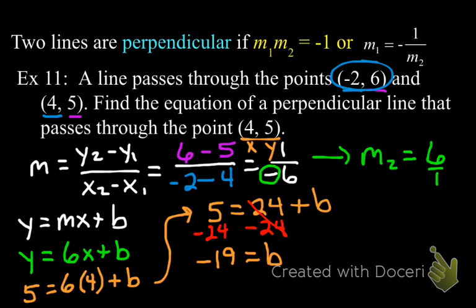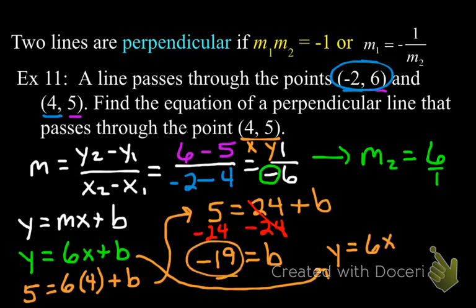So again, what that means we're going to do, we're going to go back to this equation right here, and our answer is going to be y equals 6x, which we already knew, and then we just figured out the b value is negative 19, so minus 19. And that is the equation of that line. So that one's a little bit longer process because we have to find the slope first, then take the opposite reciprocal of it, and then plug it back into our slope-intercept form to figure out the y-intercept.